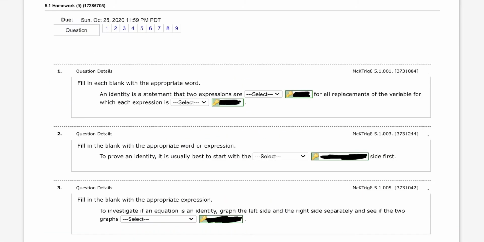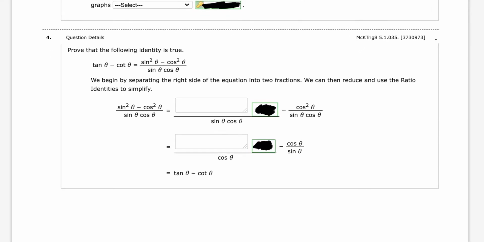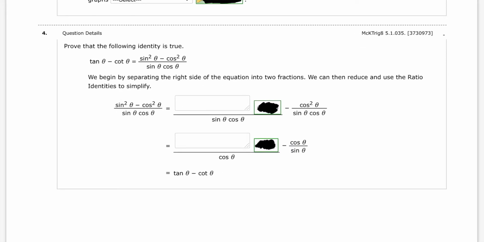Let's look at the homework. So let's skip down to number 4 on the homework. We have to prove that the left side equals the right-hand side, and they guide us through. They're starting us off with the right side. It looks like what they did is they split this up into 2 separate fractions. That fraction minus that fraction. So the missing term here would have to be sine squared theta. And for the next one, it looks like they canceled one sine with one sine, and that leaves us with just 1 sine over cosine, and that should do it.